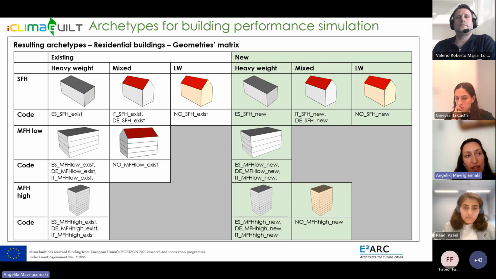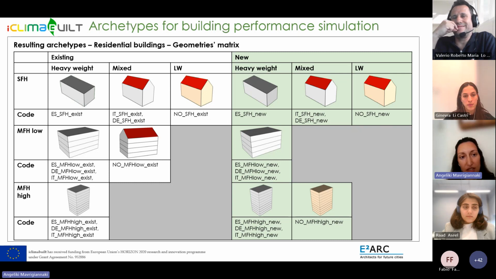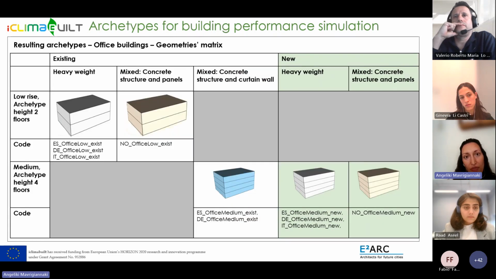So in this slide, we finally see the matrix of geometries of residential buildings. So as we said, the geometry is the same for all countries, and differentiates only by use of building. And in some cases where there are very distinct characteristics, like the sloped roof, this was integrated in the geometric description of the archetype. In the same way, we moved with the matrix of geometries for the office buildings.